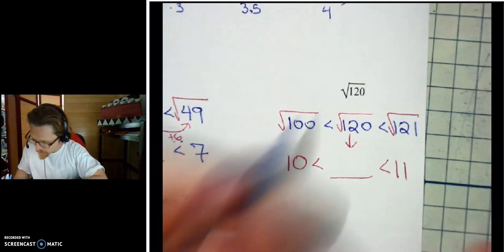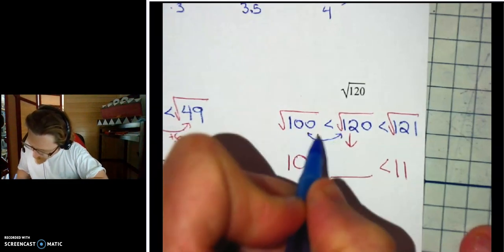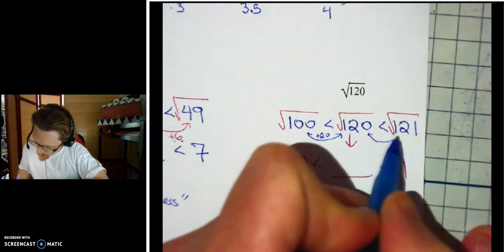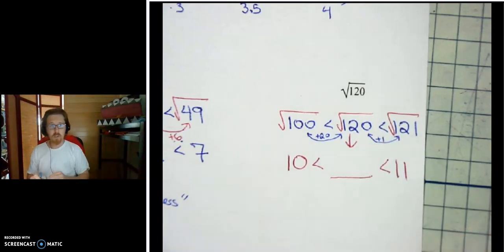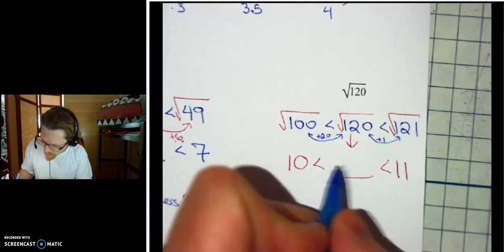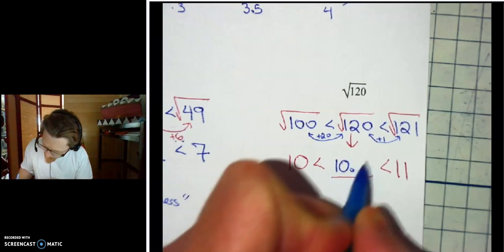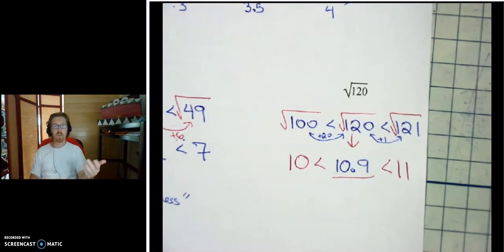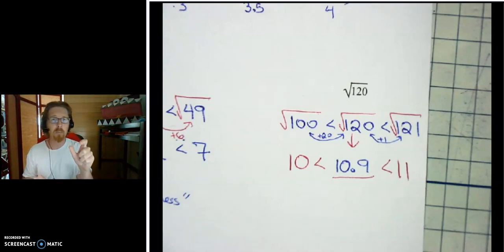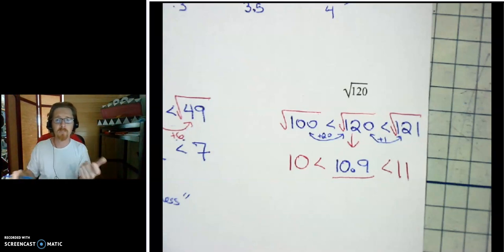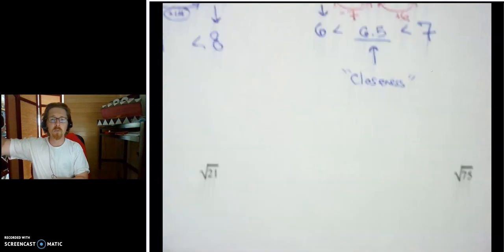Now let's check those differences. Between 100 and 120 is 20 jumps, and between 120 and 121 is 1 jump. And so clearly 120 is much closer to 121 than it is to 100. And so what I would do is guess, well, since it's so close to 121, that the answer is going to be very close to 11. Let's call it 10.9. So again, that same process, we're going to surround that number with the two perfect squares closest to it and figure that out. We'll just do two more really quick.